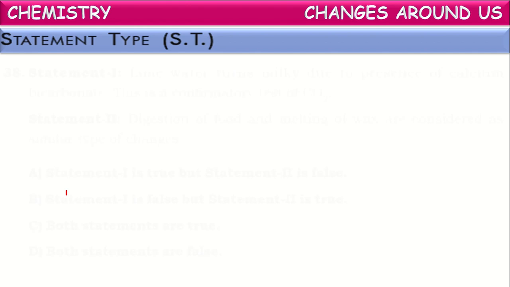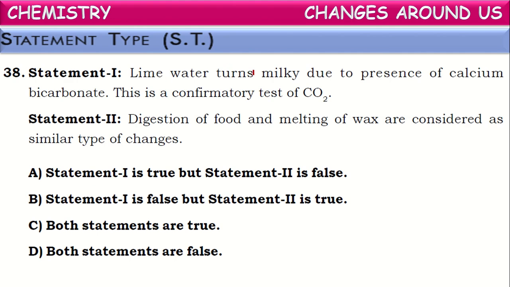Next. Now let us see statement type questions. See the first statement. Lime water turns milky due to the presence of calcium carbonate. Actually it is calcium carbonate, but it is given as calcium bicarbonate. So calcium carbonate. This is a confirmatory test for carbon dioxide. When carbon dioxide passes through lime water, it turns the lime water milky. It is one of the confirmatory tests for carbon dioxide gas, as we know. Here, lime water turns milky in the presence of carbon dioxide due to the formation of calcium carbonate, which is an insoluble solid substance, and it floats on the lime water like a milky layer. So by the formation of this milky layer, we can say that the gas taken is carbon dioxide.